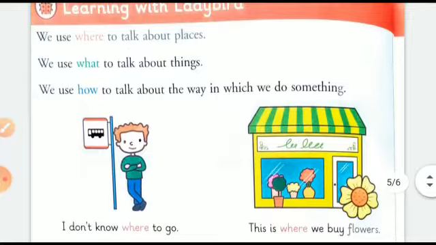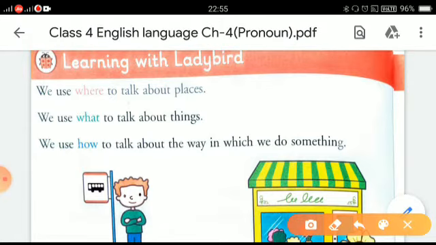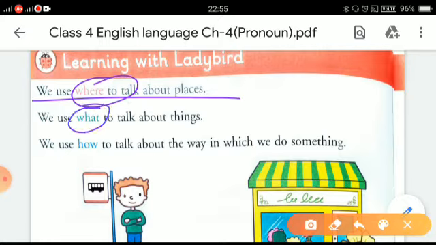Learning with a ladybird. We use where to talk about places. Whenever we talk about some places, we always use the word where. We use what when we talk about things. We use how to talk about the way in which we do something.